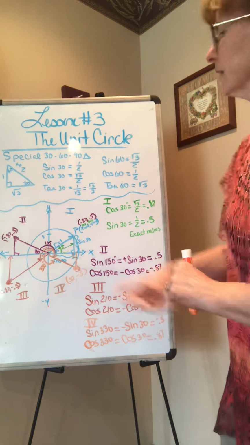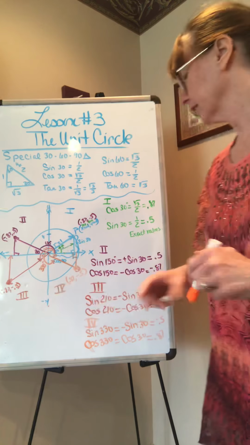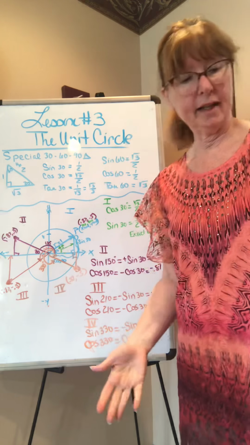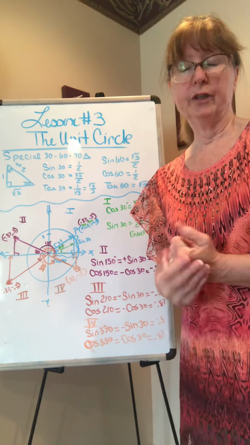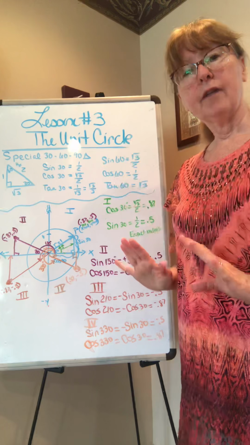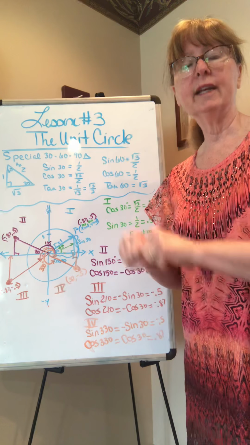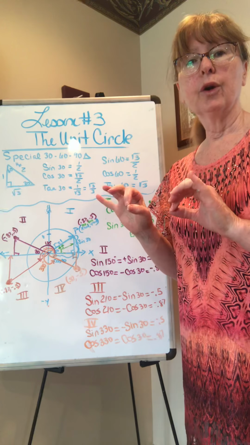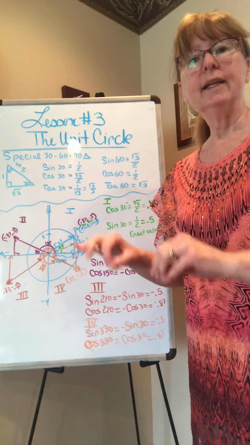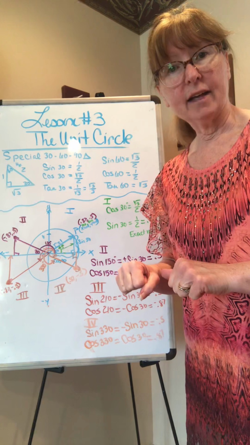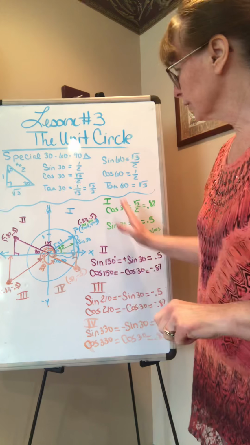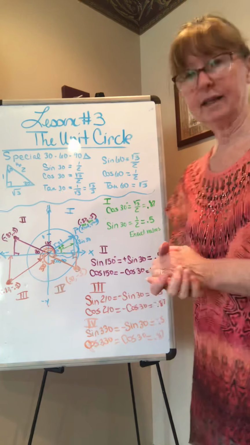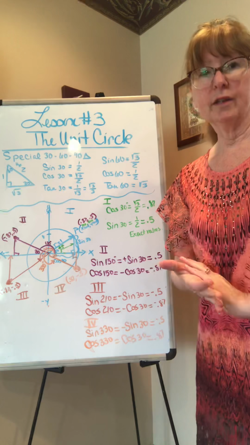So it still follows All Students Take Calculus. You are positive and negative based upon the quadrant you fall into. If you are on the unit circle, the x-coordinate is the same as the cosine of that angle, and your y-coordinate is the same as the sine of that angle. So far we only talked about sine and cosine, but I think that's enough for today with this part of the unit circle.